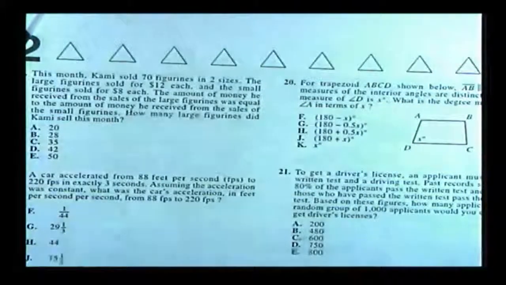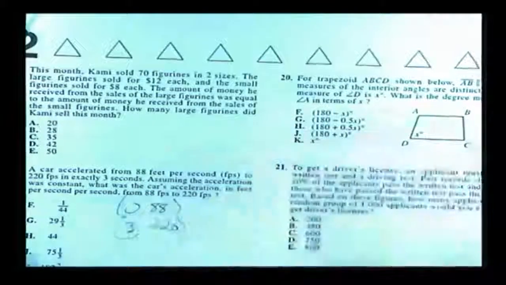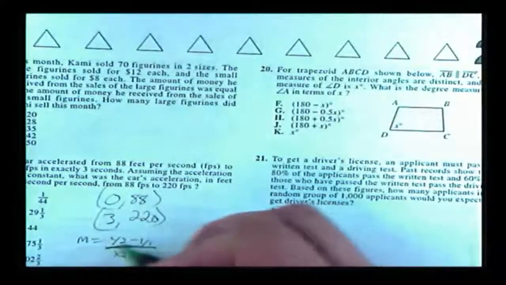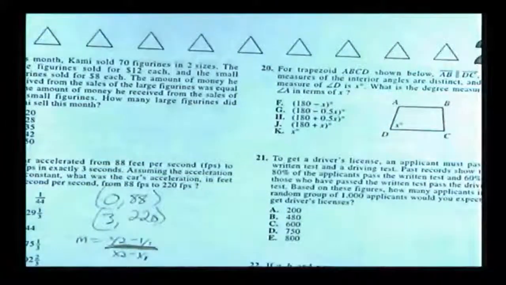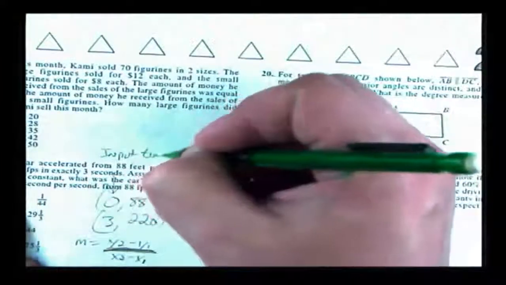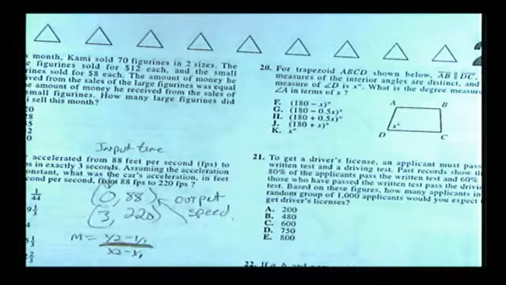I notice that I have the point (0, 88) and the point (3, 220). In order to solve this problem, I can do slope, which is y2 minus y1 over x2 minus x1. Most of these function problems are lines and they have slopes of lines. But once again, this is the input, okay? Input, or in our case it's time, and this is the output, speed. So functions are input, output. We want to be careful of inputting something twice and getting two different answers.